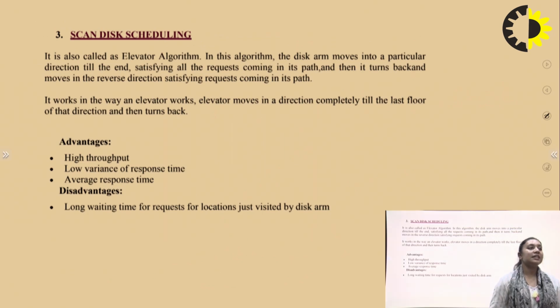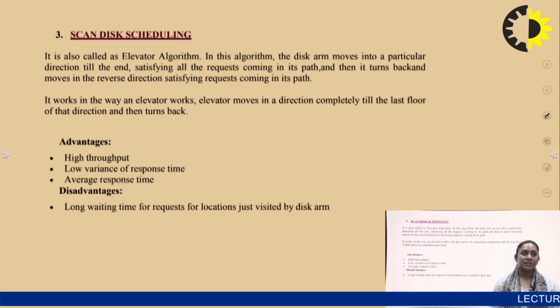Next, you can see SCAN disk scheduling. In this, you need to scan all the elements, right? It is also called the elevator algorithm. In this algorithm, the disk arm moves in a particular direction till the end, satisfying all the requests coming in its path, and then it turns back and moves in the reverse direction, satisfying the requests coming in its path, right?